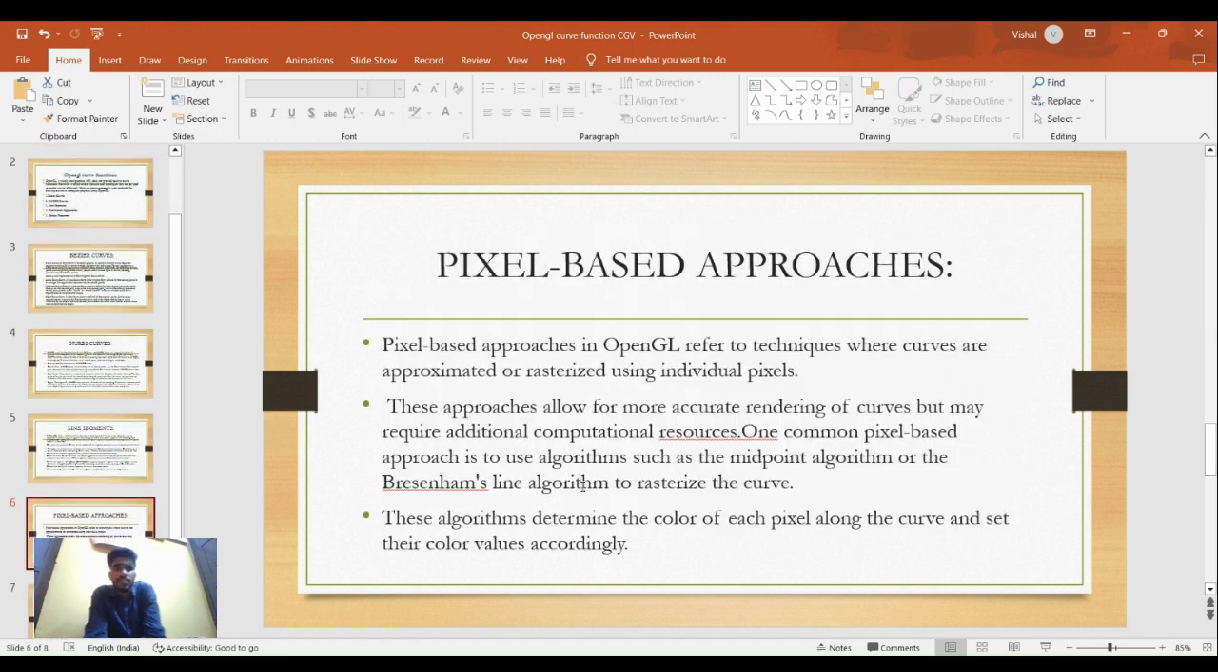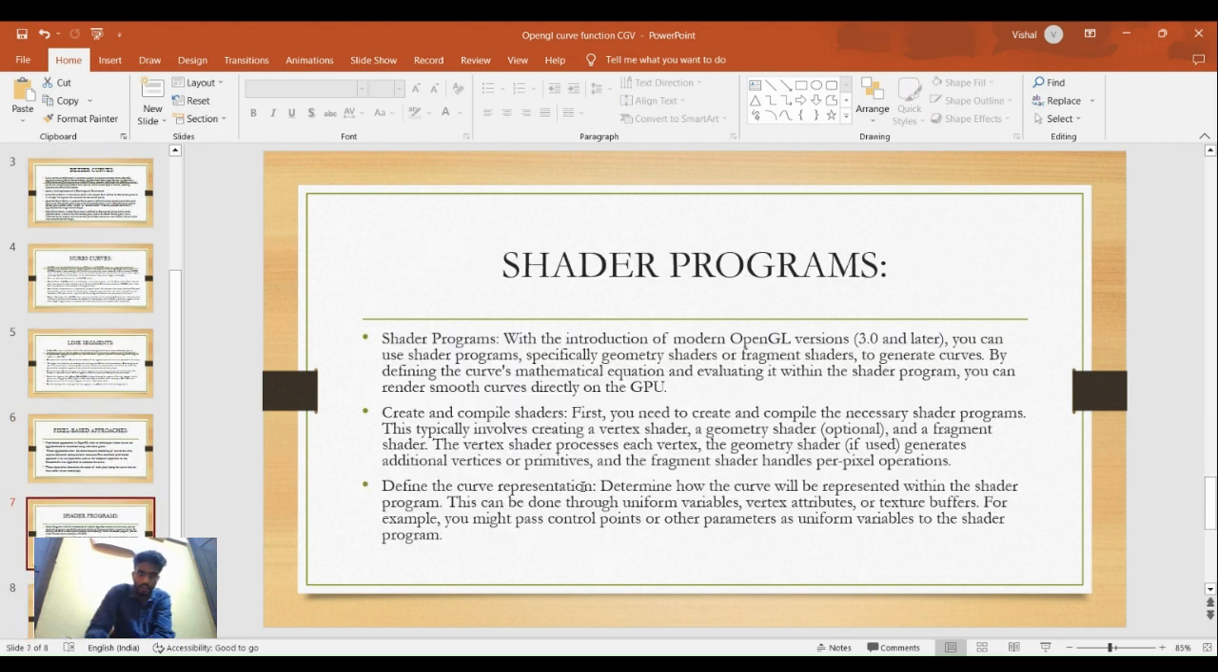Pixel-based approaches. Pixel-based approaches in OpenGL refer to techniques where curves are approximated or rasterized using individual pixels. These approaches allow for more accurate rendering of curves but may require additional computational resources. One common pixel-based approach uses algorithms such as the midpoint algorithm or Bresenham's line algorithm to rasterize a curve. These algorithms determine the color of each pixel along the curve and set their color values accordingly.